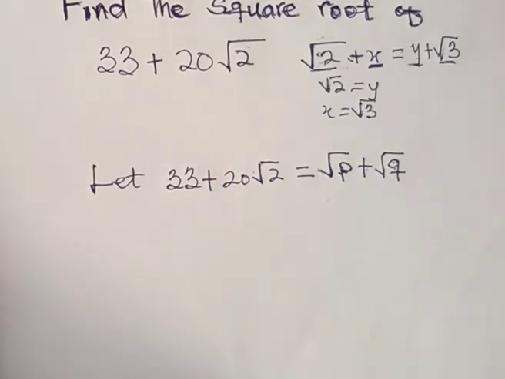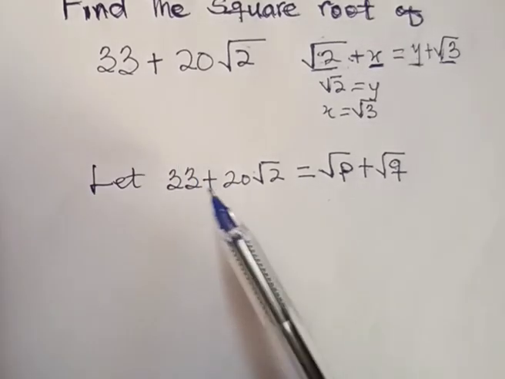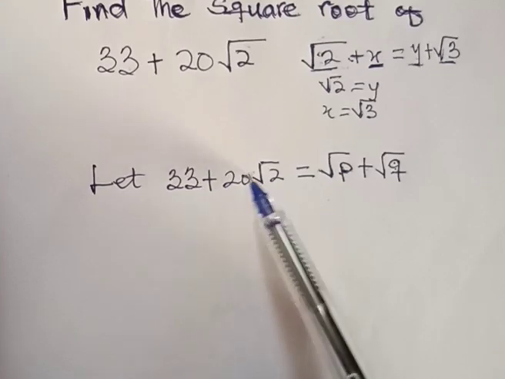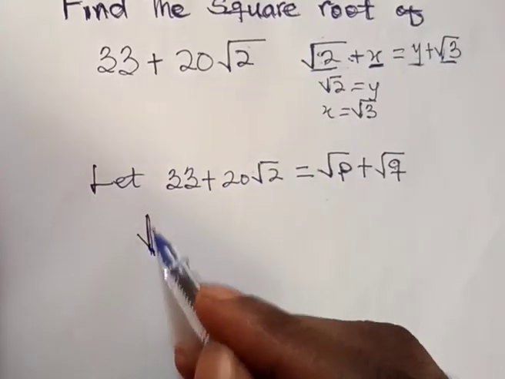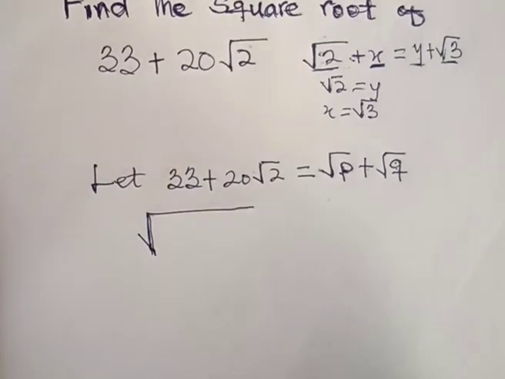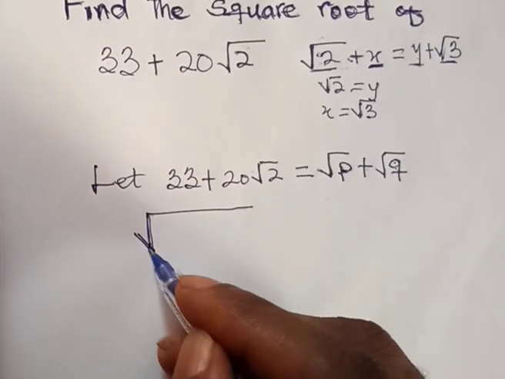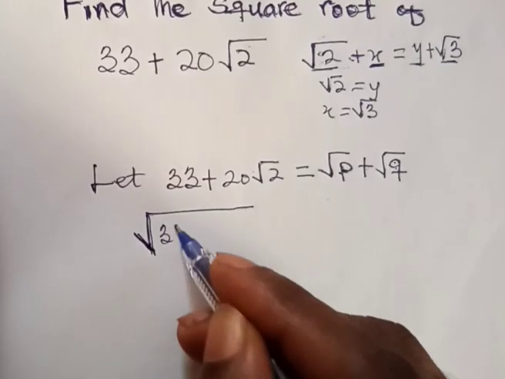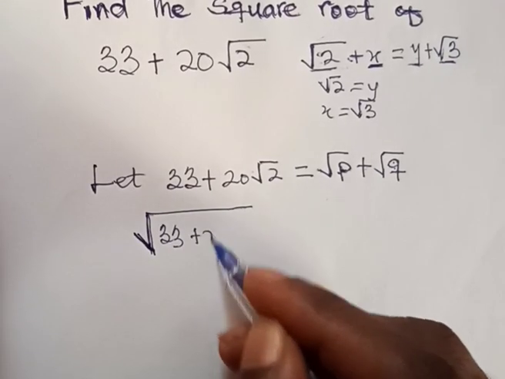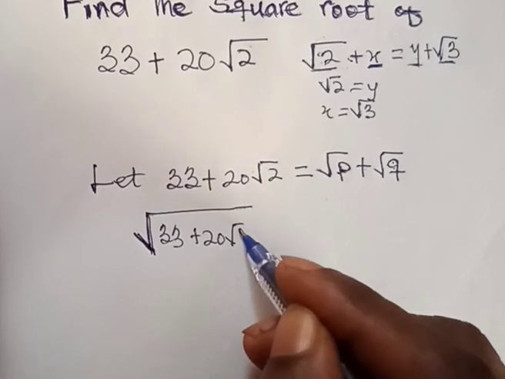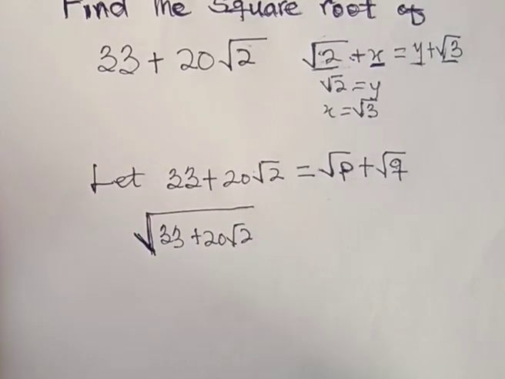All right, good. So the question says find the square root of this. We don't know how to find the square root, so what we do is we put the entire example in a square root, because that's what the question demands. So I'm going to put the 33 plus 20 root 2. That's what the question demands.